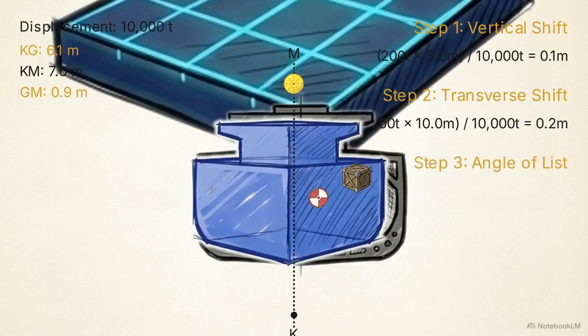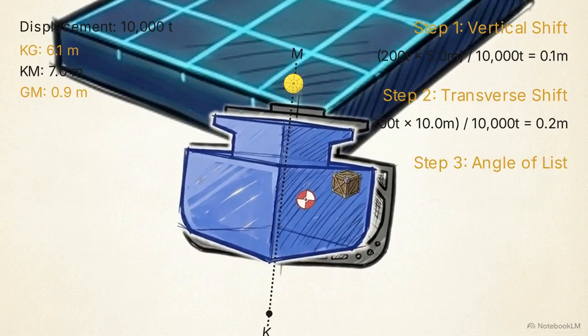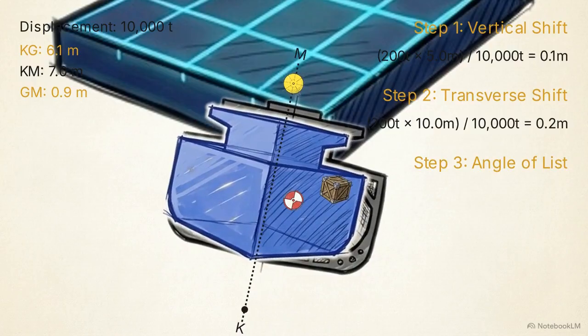Because gravity is now pulling downward from an off-center position, it creates a listing moment that forces the entire hull to tilt. As the hull tilts, the center of buoyancy slides outboard until it aligns underneath the new gravity point, G1. Step 3 is calculating the exact angle of list, theta, using trigonometry.